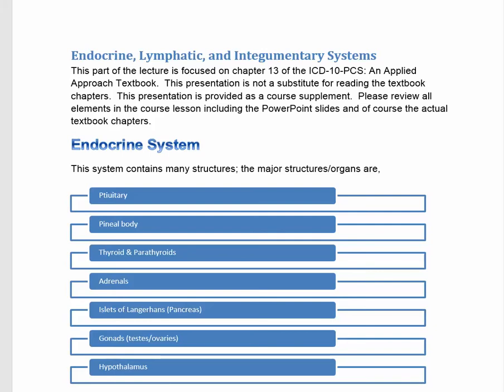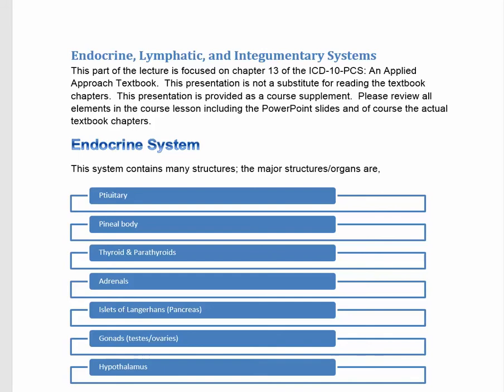Everyone, this is a presentation to accompany the components of your lesson here in your course. This particular presentation will focus on chapter 13, which is the endocrine and lymphatic structures, and chapter 14, which is the integumentary system. This presentation is not a substitute for reading the textbook chapter, so please make sure that you are doing the reading also.